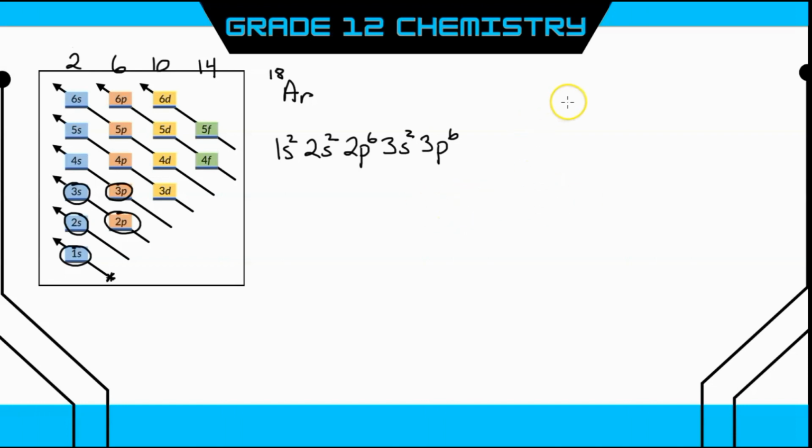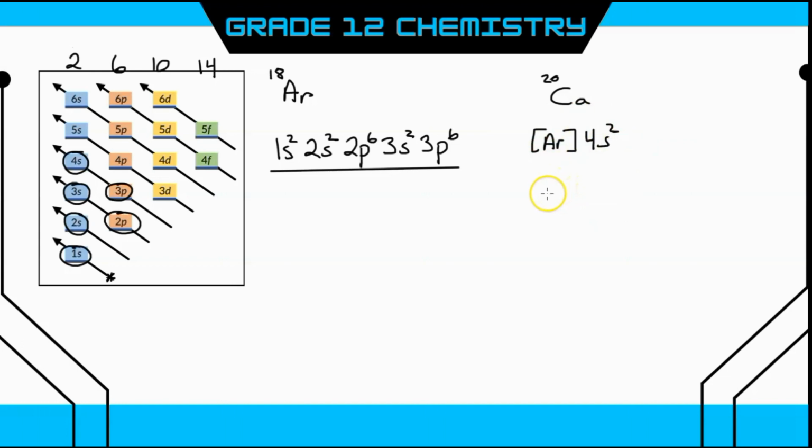Now let's try something else. Let's try calcium, which is 20. Now we can write this whole thing out again, or we can do a short form. What the short form is, we look for our nearest noble gas. So for calcium, the nearest noble gas is argon. So we're going to put argon in square brackets, which is this whole electron configuration. And then we have to place 2 more electrons. So if we continue, we go to 4s, and we can fit 2 electrons. So that's the short form way of doing electron configuration.